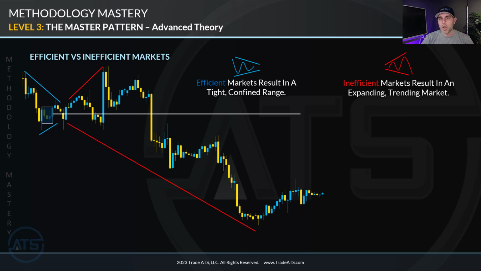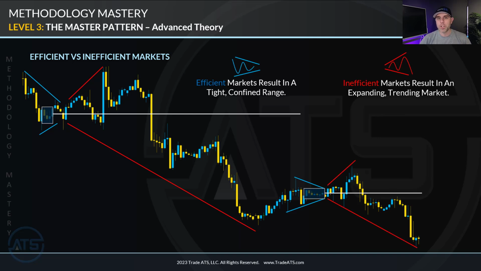It's up to you to understand that and align yourself with that rhythmic breathing. And if you're aligned with that rhythmic breathing of the market, then when the market re-enters that contraction or efficient zone, you'll expect it, and then you will equally expect the inefficiency that is coming right after that.